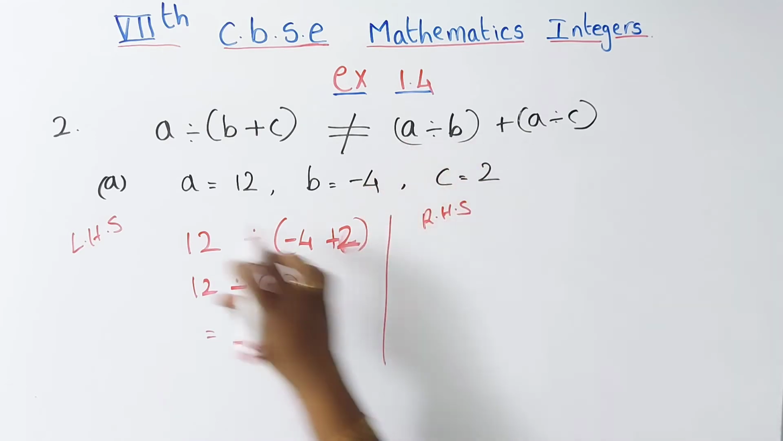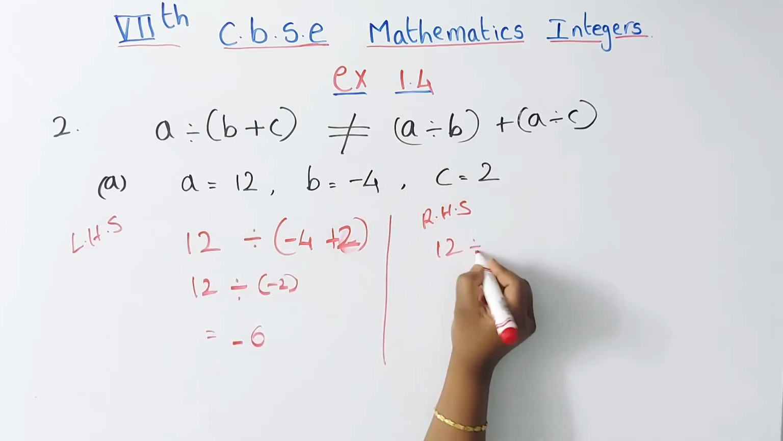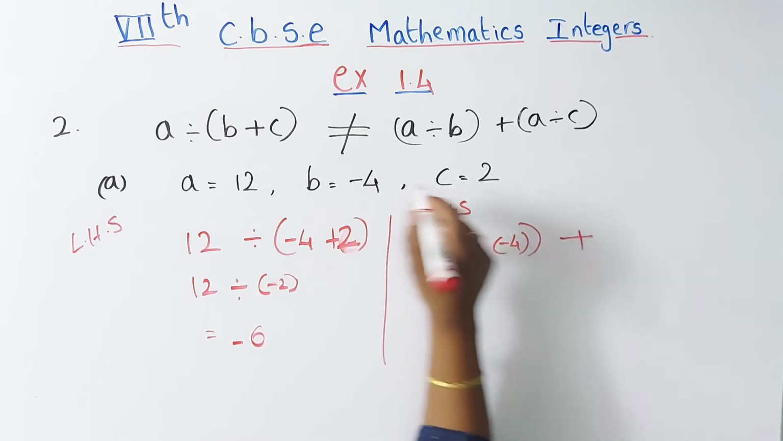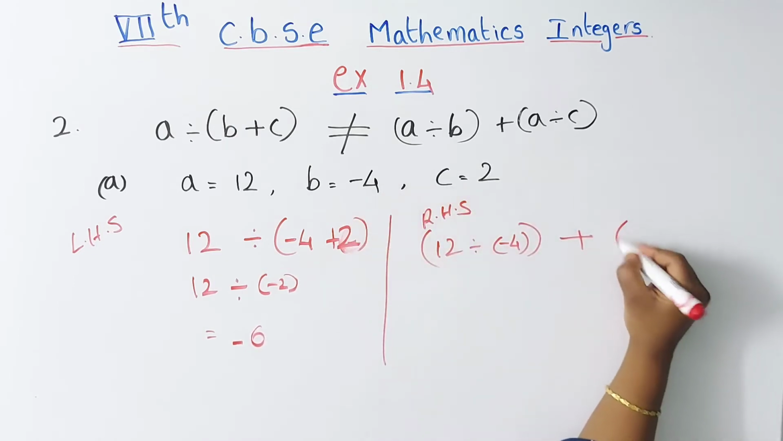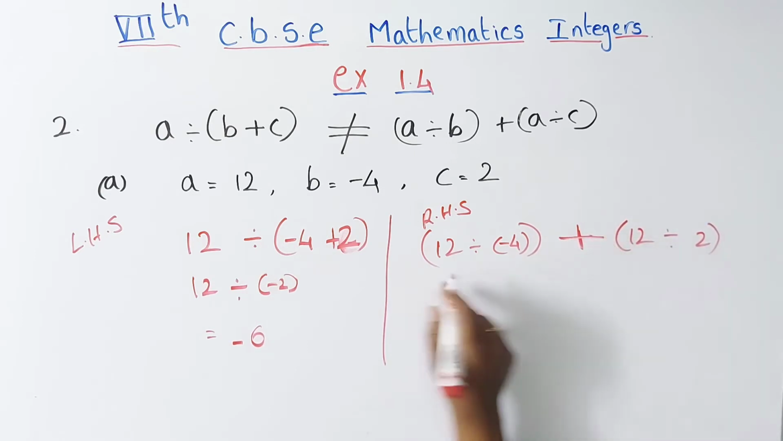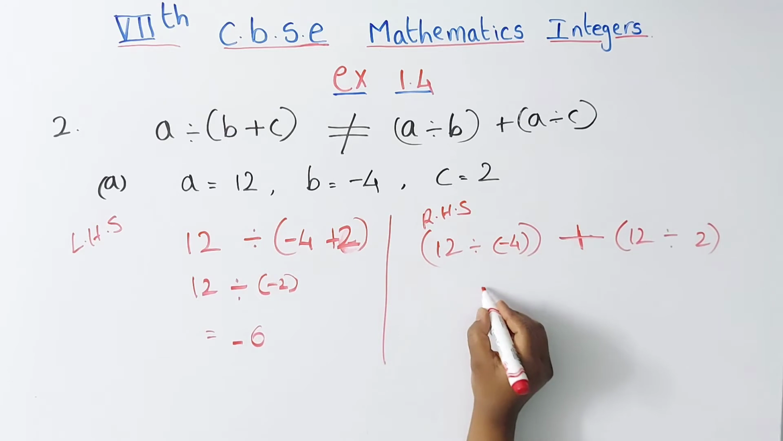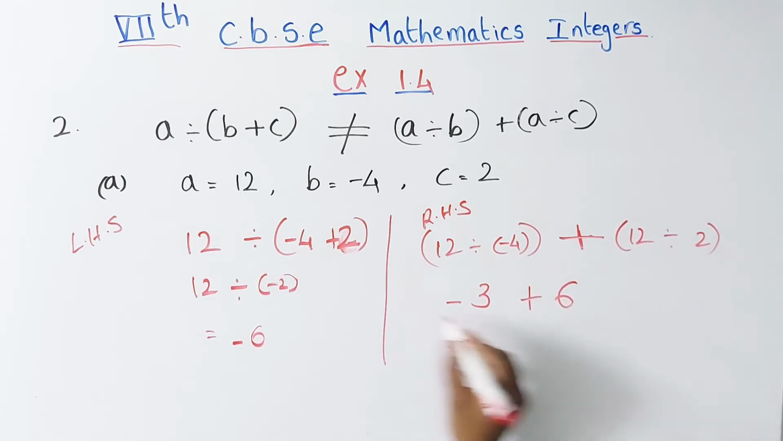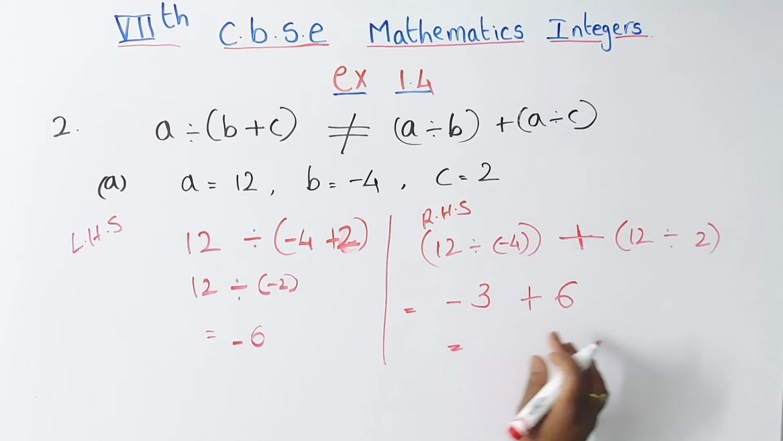A divided by B, that is 12 divided by minus 4, plus A divided by C, that is 12 divided by 2. 12 divided by 4, how much? It is 3. Plus divided by minus, it is minus 3. Plus 12 divided by 2, it is 6. Minus 3 plus 6. One negative number and one positive number.